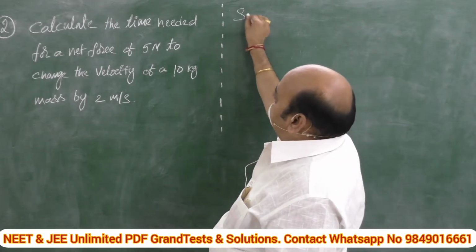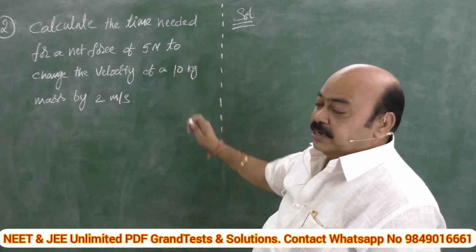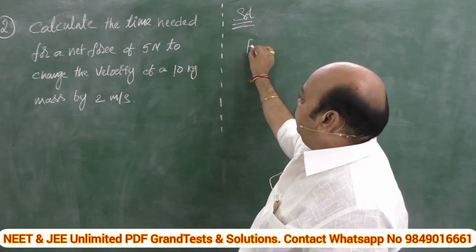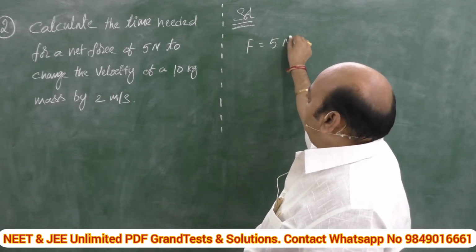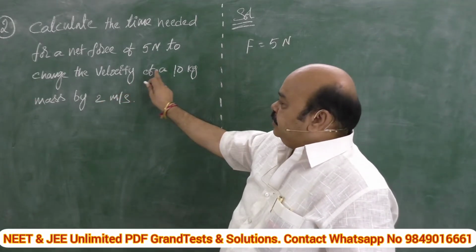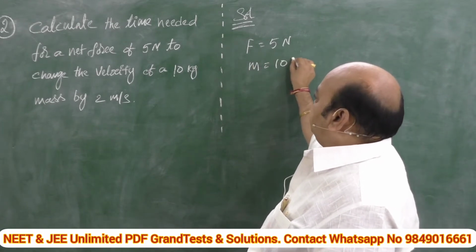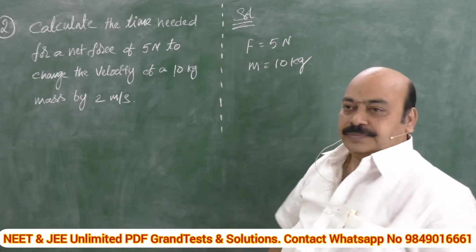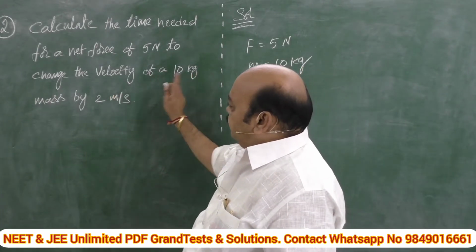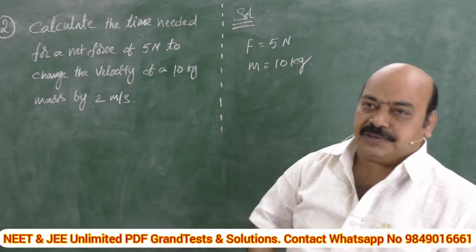Here, how to solve this problem? So what is the data given in the problem? What is the net force that acts? F is equal to 5 Newton, right? Change the velocity of a 10 kg mass, given mass as 10 kg. What else? Change the velocity of the 10 kg mass by 2 meter per second. Change of velocity is given.